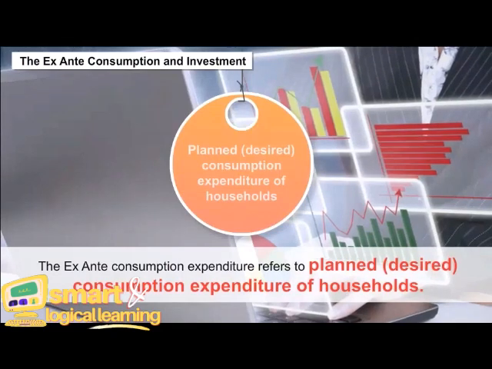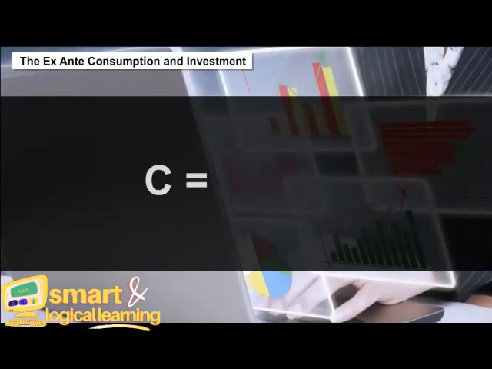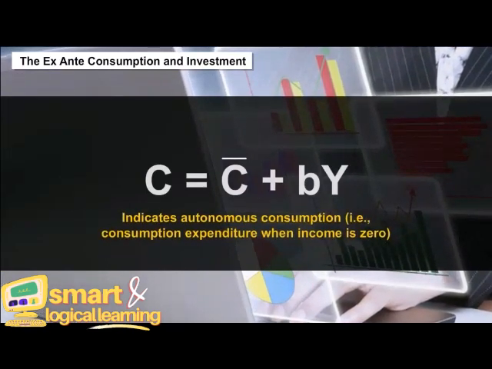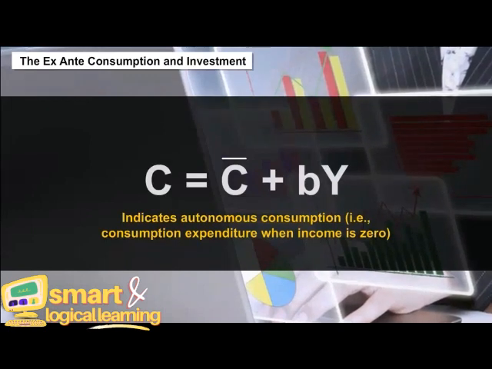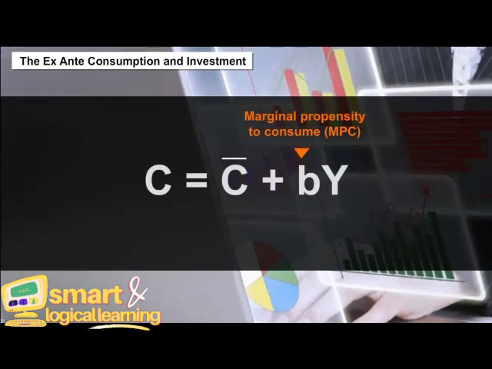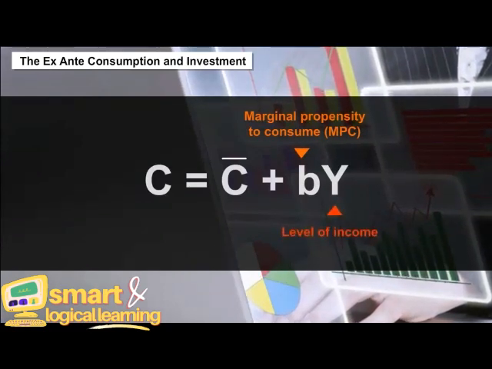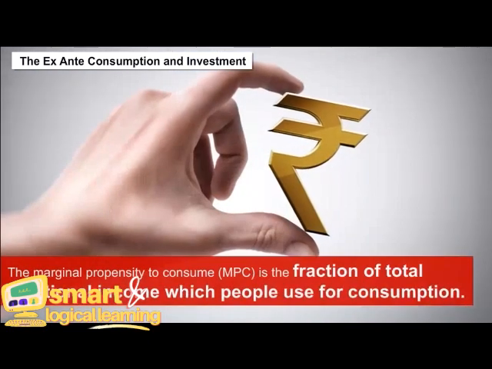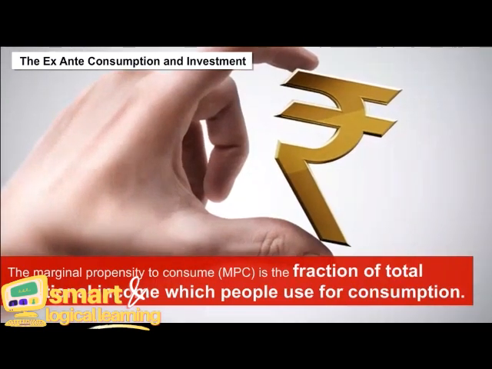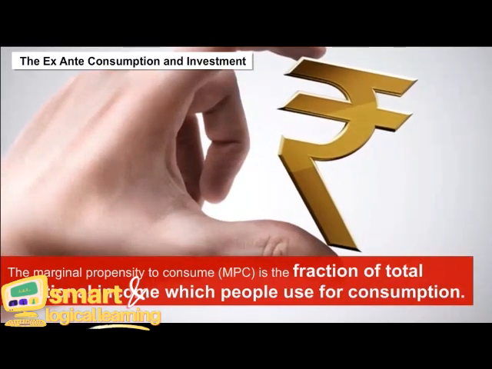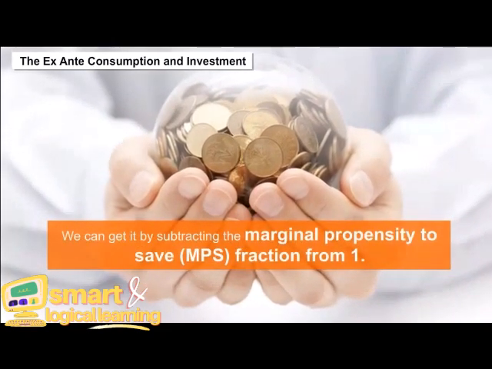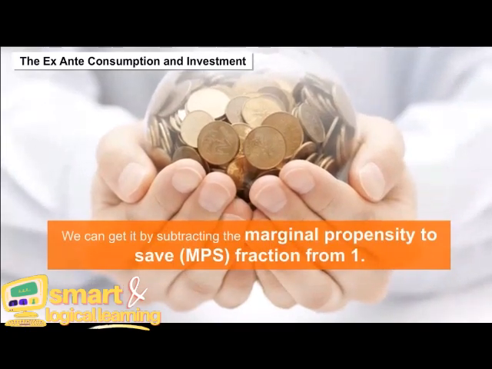The consumption function is represented by C = C̄ + bY, where C̄ indicates autonomous consumption, that is consumption expenditure when income is zero. b shows marginal propensity to consume, or MPC, and Y stands for level of income. The marginal propensity to consume, or MPC, is the fraction of total additional income which people use for consumption. We can get it by subtracting the marginal propensity to save, MPS, fraction from 1.